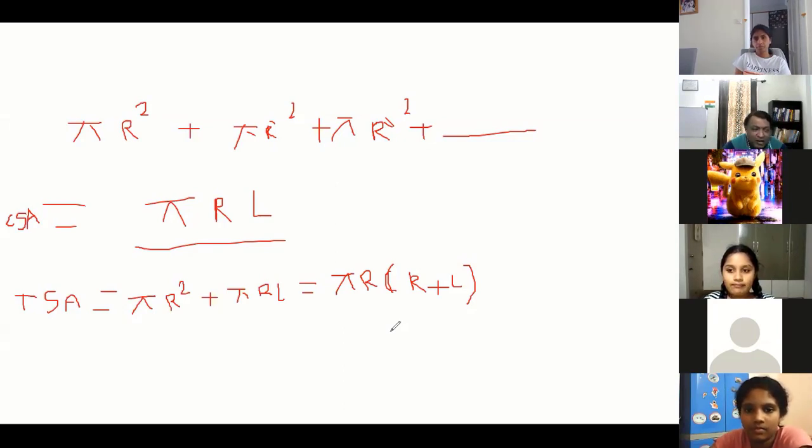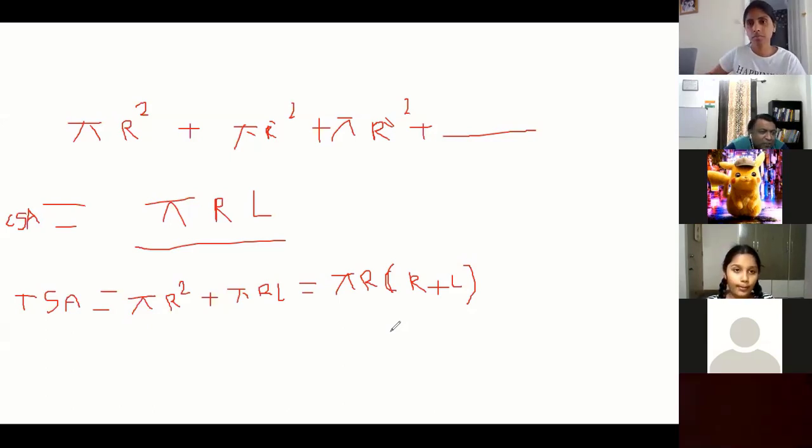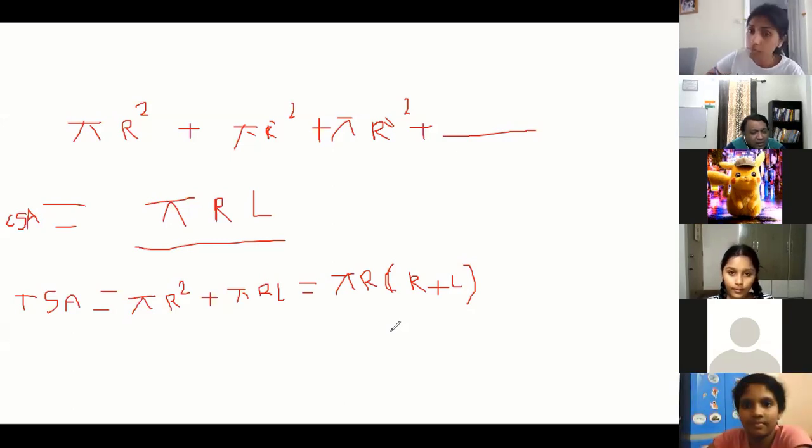So that is what your cone is. Same concept, same question: if I give the question, you can just put the value and get it. That's it, right?